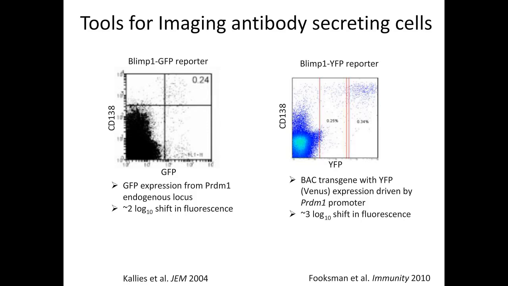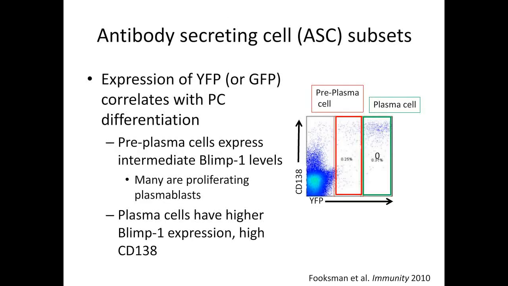The second reporter, the BLIMP1 YFP, also uses a PRDM1 promoter, but it's generated as a BAC, or bacterial artificial chromosome insertion, and it uses the Venus variant of YFP, which is a fast-folding variant. And as a BAC transgene, most likely multiple copies were inserted in tandem, which may explain why the fluorescence is more than a 3-log shift over background, shown on the right side. So this YFP reporter is a bit superior for imaging plasma cells in vivo for this increase in fluorescence. And the links to the papers are at the bottom. So both of these reporters faithfully report on plasma cell differentiation, but for the purpose of this talk, I will focus on the BLIMP1 YFP reporter, which I have used in my studies.